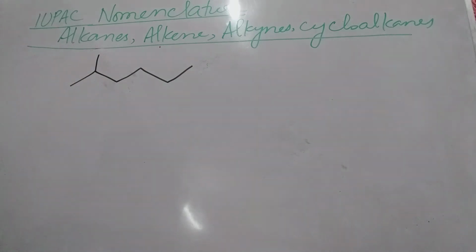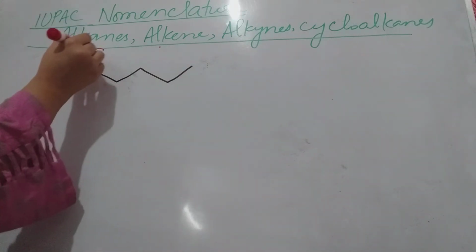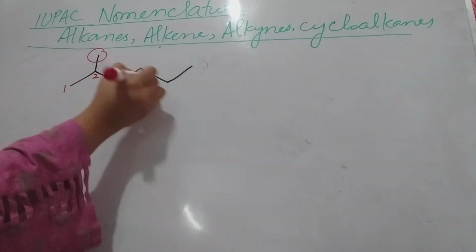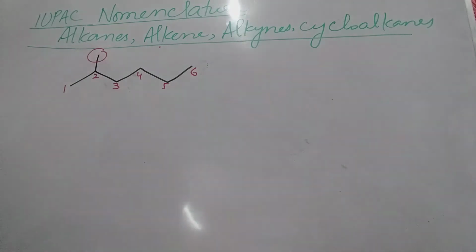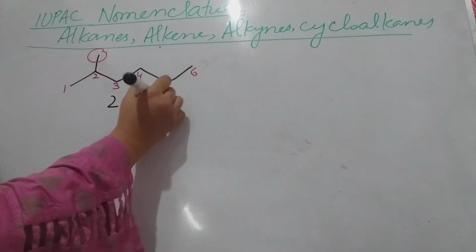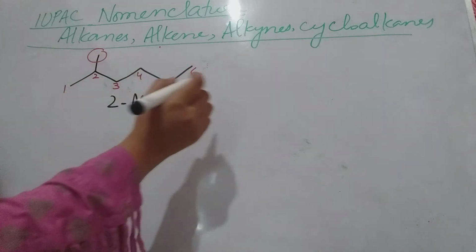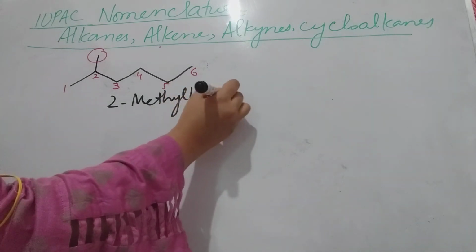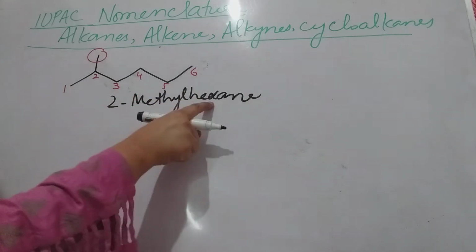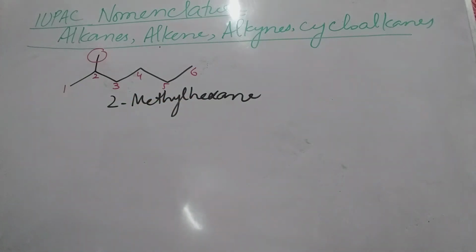Definitely you will start numbering from here, because here is the position of the substituent. Okay, 1, 2, 3, 4, 5, 6. It's a very simple alkane, because there is no double bond or triple bond in this compound. So 2-methylhexane, meaning at the second position of hexane there is a methyl group attached, right?